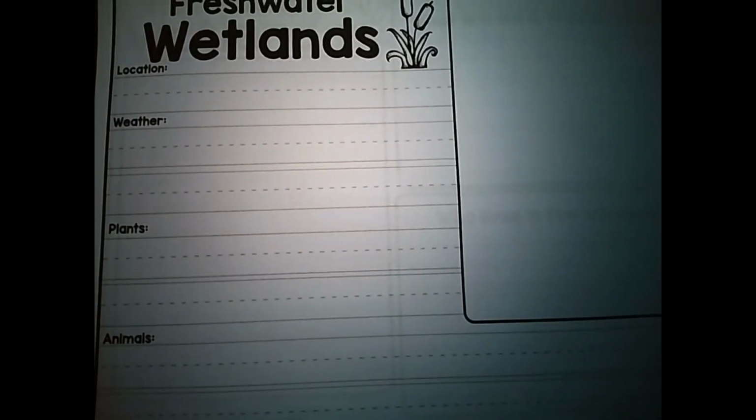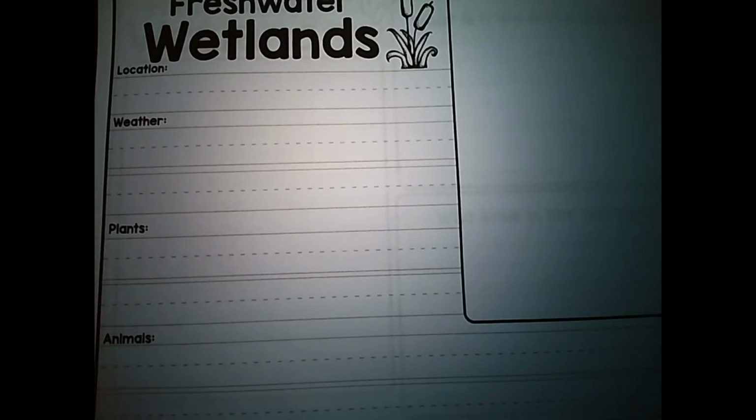For the weather, it says some wetlands are temporary and seasonal. Freshwater wetlands may stay wet all year, or the water may evaporate during the dry season. So you can say that it's basically wet, but it can dry up depending upon what type of wetland it is. I will leave it up to you.